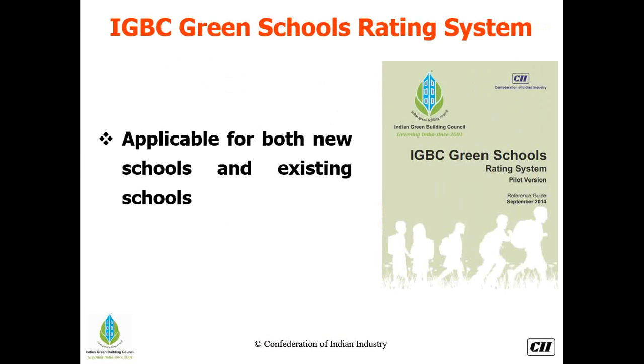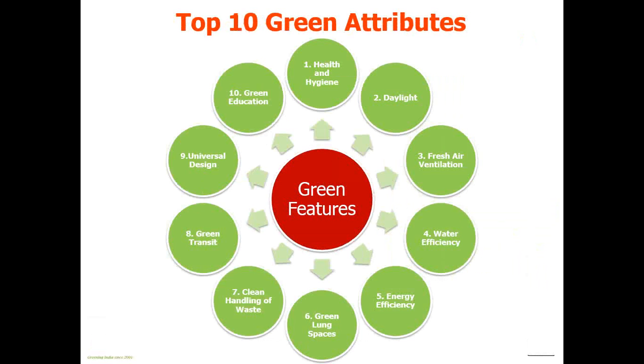As I said, the green school rating system is the rating system which we have launched recently, and it includes the guidelines. It is applicable both for new and existing schools. It's not just for new schools. The top 10 green attributes which we are going to address today are related to health and hygiene, education, universal design, green lung spaces, handling of waste, water, and energy.